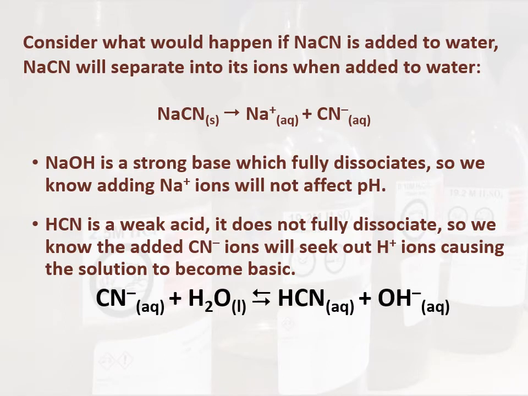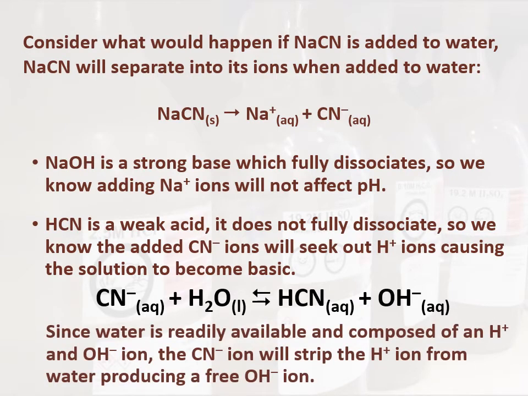So CN minus will find a water, it will swipe an H plus from it on occasion, turning itself into HCN and producing a hydroxide ion. Since water is readily available and composed of H plus and OH minus ions, the CN minus ion will strip the H plus ion from the water, producing free hydroxide ions.